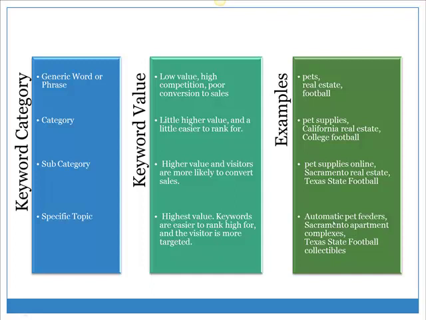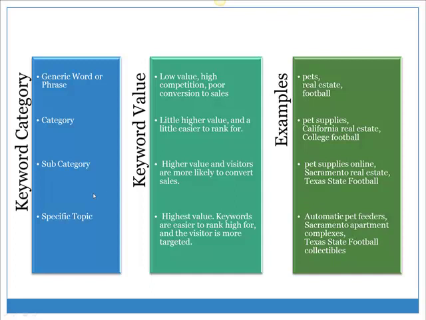Maybe more like automatic pet feeders. You can even go into more detail about certain automatic dog food feeders or waterers, or specific brands of pet feeders. Sacramento apartment complexes. So instead of just real estate, it's a certain kind of real estate. Texas State football collectibles, or maybe t-shirts or statistics or whatever you're going after.